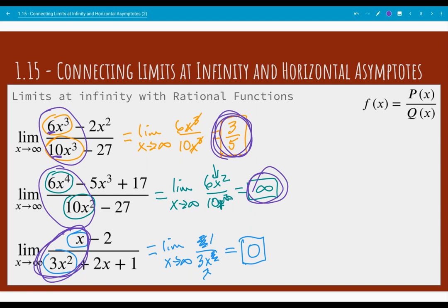If x were approaching negative infinity in this example, a negative number squared is going to be positive, so this would still approach positive infinity. If we did some canceling and this was an odd exponent here, a negative number to an odd power is going to be negative infinity, so this could have been a negative infinite answer if x was approaching negative infinity. So we need to be careful about signs in problems like this.